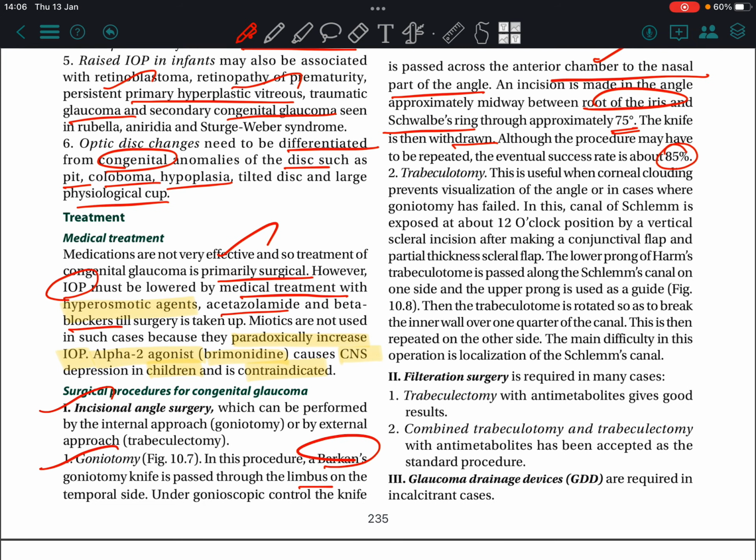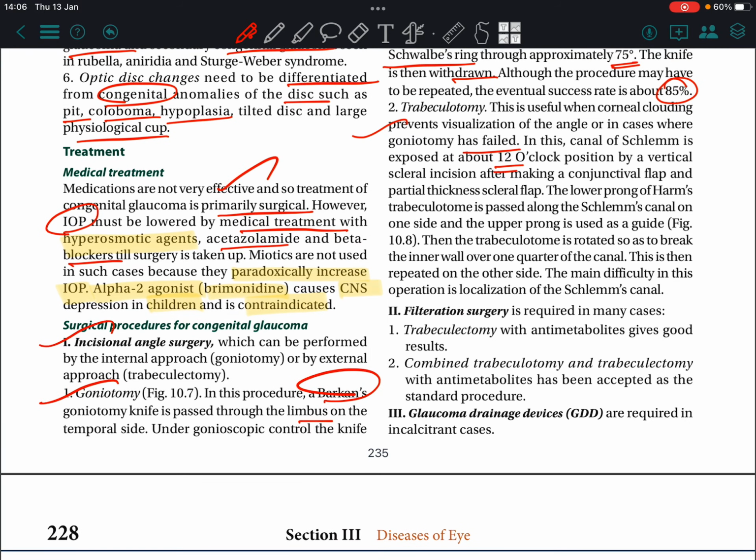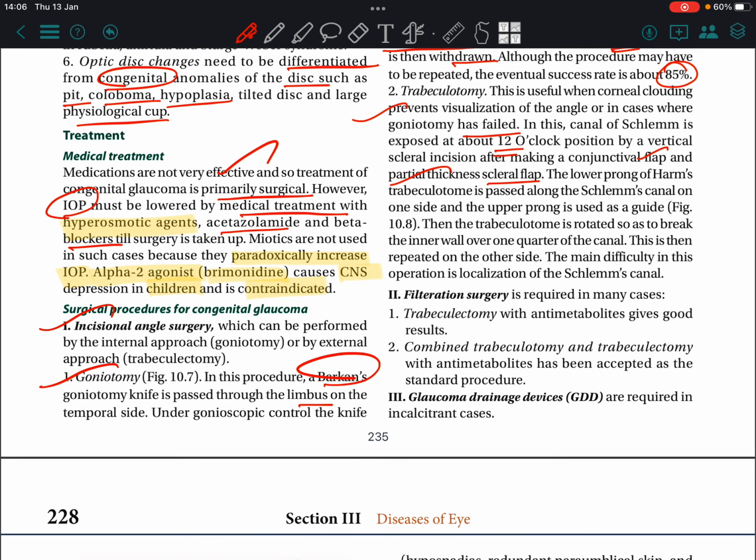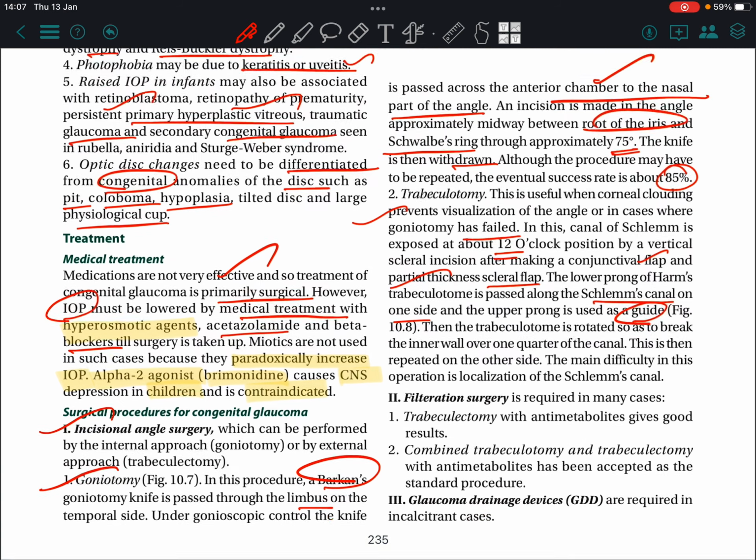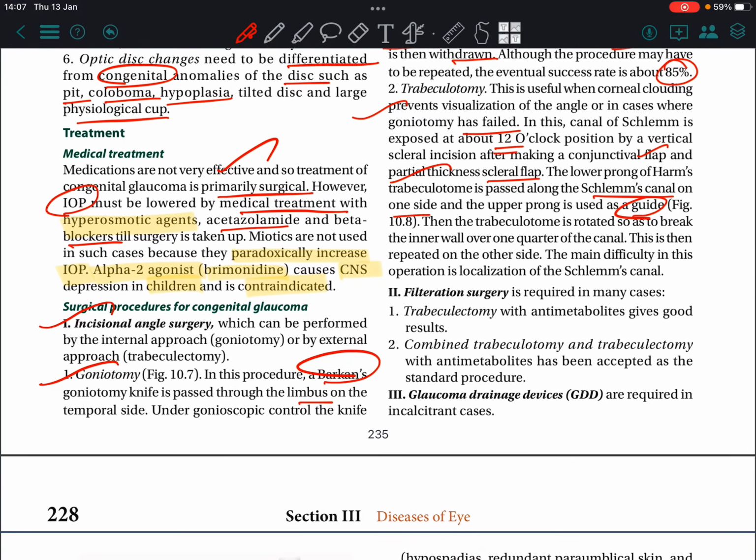Trabeculotomy. This is useful when corneal clouding prevents visualization of the angle or in cases where goniotomy has failed. In this, the canal of Schlemm is exposed at about 12 o'clock position by a vertical scleral incision after making a conjunctival flap and partial thickness scleral flap. The lower prong of Harms trabeculotome is passed through Schlemm's canal on one side, and the upper prong is used as a guide. Then the trabeculotome is rotated so as to break the inner wall over 1/4 of the canal. This is then repeated on the other side.